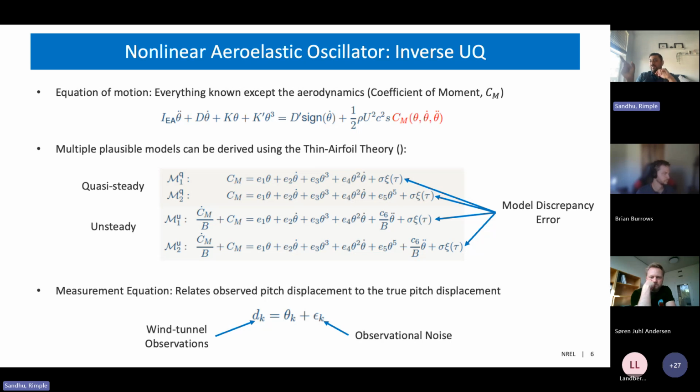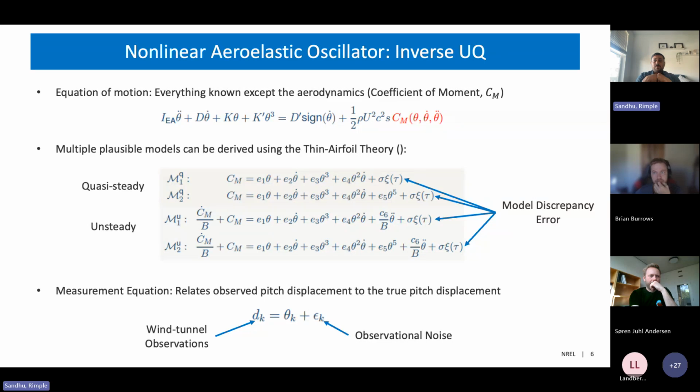a sigma xi term. That's the model discrepancy error term. So I'm assuming Gaussian white noise for the model error, and sigma is going to capture the strength, the standard deviation of that. And I'm treating sigma as an unknown parameter along with E1, E2, E3, and E4, for example, in M1Q. So since I didn't know about nonlinear aerodynamics, I had 4 different models that I think could represent the aerodynamics. And each of these models has tuning knobs, or parameters that I need to compute. And it also has the model discrepancy error term, which I'm also treating as unknown.